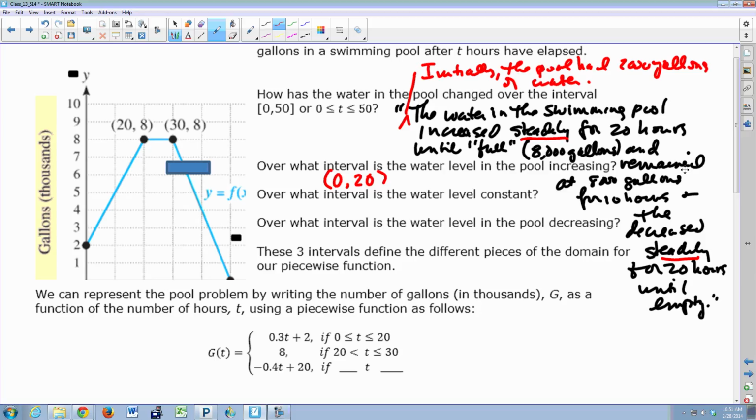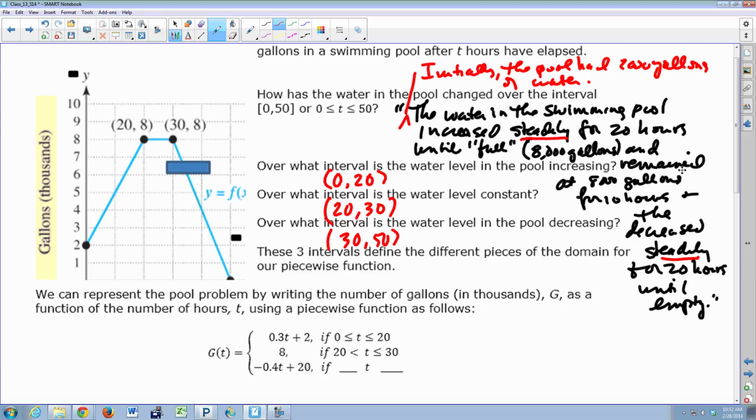Over what interval is the water level constant? Jonah, just go ahead. And over what interval is the water decreasing? Parentheses 30, comma 50, parentheses. Okay. So these three intervals help to define the domain for this piecewise function.